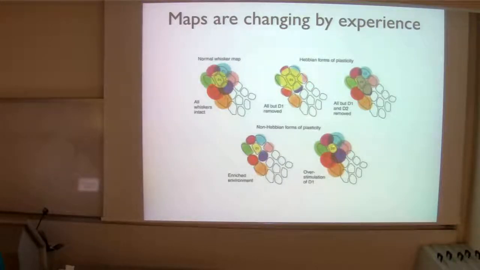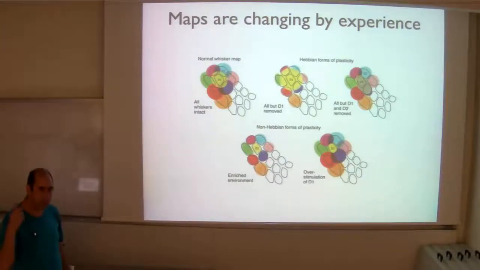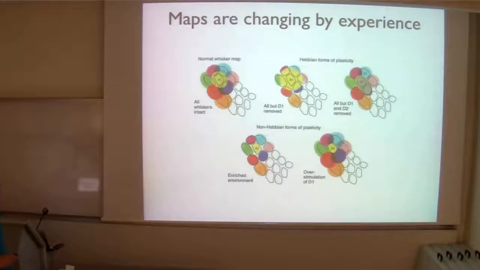It's much more limited to the D1 barrel, and the others could expand a little bit, but maybe not significantly. You can also get similar results if you put the animals in an enriched environment. You put them in a cage with all kinds of bells and brushes and things that they will touch with the whiskers all the time, and the area will also shrink. So what does that tell us?